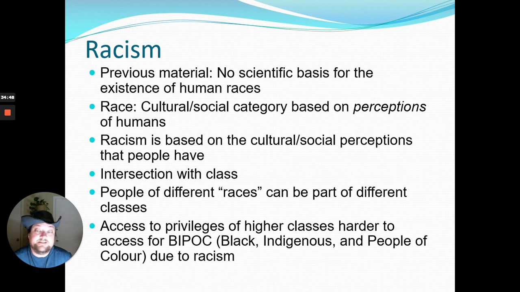So yeah, access to the privileges of the higher classes is harder to access for BIPOC people, again, due to the things I mentioned, right? Not impossible, again, but different forms of discrimination wind up acting on people. We could say that again about ableism and other kinds of discrimination, but I think racism is definitely one of the big ones that has a massive impact on society, as the others do, but I think this one is kind of easier in some ways to identify. Not that it's always obvious, okay.